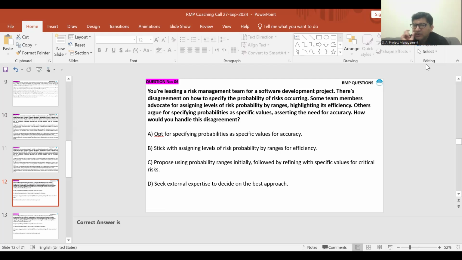Agree, but C is also telling you first go for the ranges, then from the ranges refine the specific values. For example, if 1 to 5 is the range, then finally refine to a specific value, either 3 or 4. Because that makes sense. It's also saying only specific values for critical risks. But what about, let's say you have 10 risks and 4 risks are in the same range? How will you prioritize them if you do not have specific values? It will always be left in the middle, because they will have the same range. So when you're doing prioritization, probability into impact, you need to have specific values.